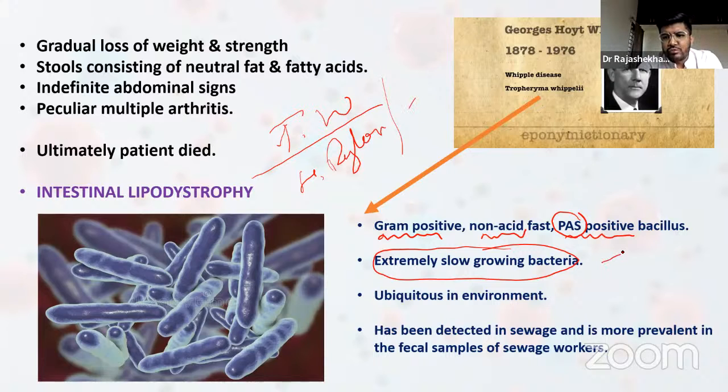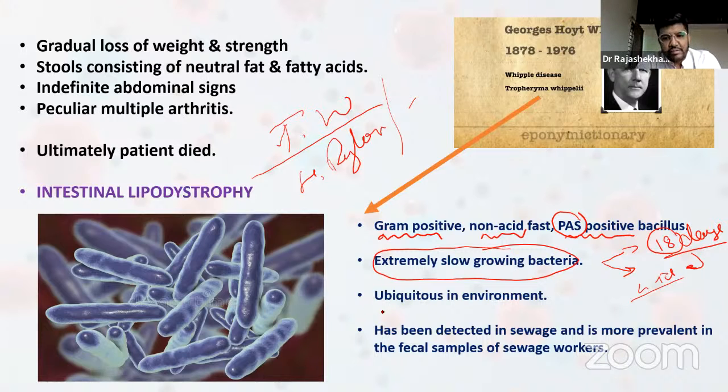So initially, when they used a culture method to isolate this organism, the doubling time was 18 days. Although with the newer culture techniques, it has been shortened to 4 to 5 days. It is still very high compared to routine bacteria, whose doubling time is usually within seconds or hours, whereas the doubling time of this particular bacteria is 4 to 5 days in recent cultures. Earlier, it was 18 days in old cultures.